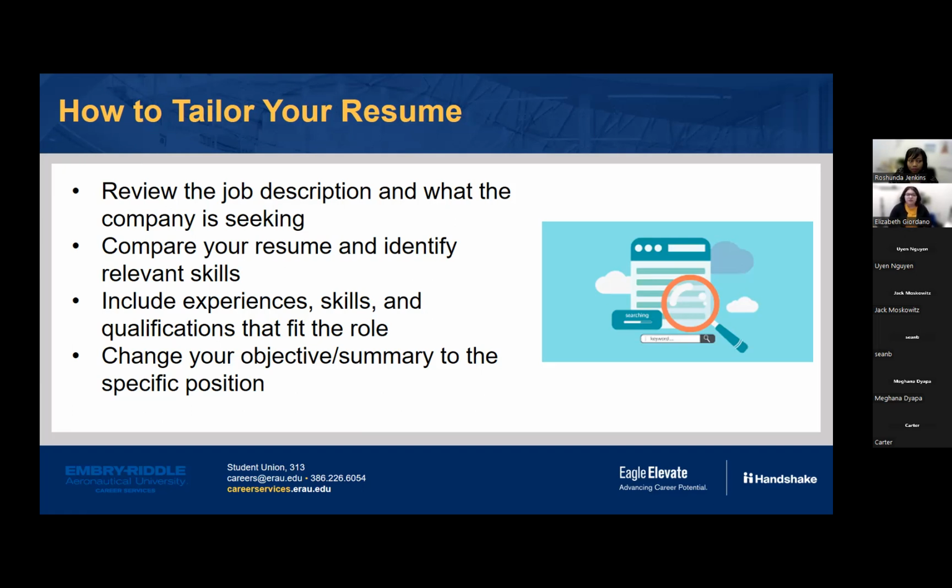Another thing you can do is, and we'll talk more about this section later on, to change that objective statement or your professional summary that's at the top of the resume to match that specific position that you're applying for. That can, again, really give a little bit more context to what the purpose of the resume is, as well as what specific skills you possess that are matching that position.